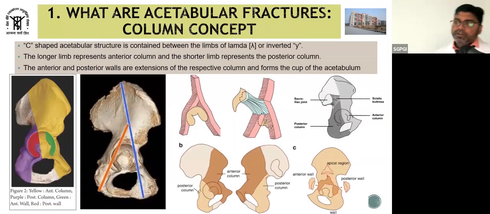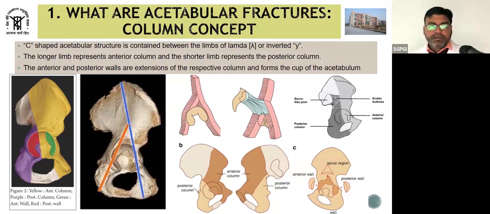Now, it's not like it's just the socket. The socket is basically supported by two pillars. This was a concept which was given in around 1964 by Judet and Letournel. They said that the acetabular cavity that we often think of is sandwiched between two pillars. There is an anterior pillar which comes from way above from the ilium to the pubis, also known as the iliopubic column. And there is a posterior column, which is more robust and structurally more important, and that comprises mainly of the ischium.